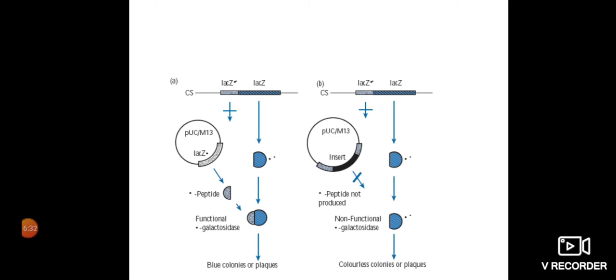If the LACZ alpha is not properly oriented, that is, if the pUC plasmid has the gene of interest inserted into the LACZ alpha, it will not be able to produce a functional LACZ alpha, so it will not get complemented, and the cells are going to remain colorless.